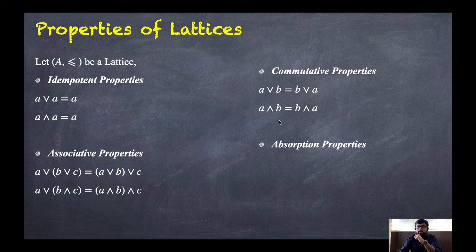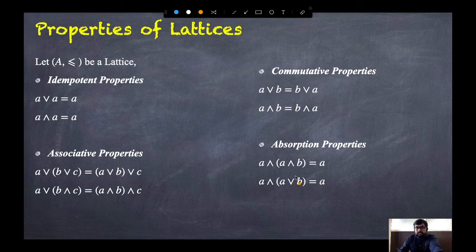Next, the absorption law, and that is A ∧ (A ∨ B) equals A. So it absorbs A, and that's why it is called the absorption law. And next, A ∨ (A ∧ B), and that is also A. So it is called the absorption law. It means that take A ∨ B, the LUB of A and B, whatever the answer is, and take the greatest lower bound of A and this answer, and we will get A itself. So this is how the absorption law works.